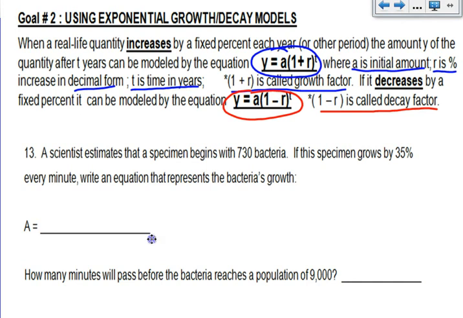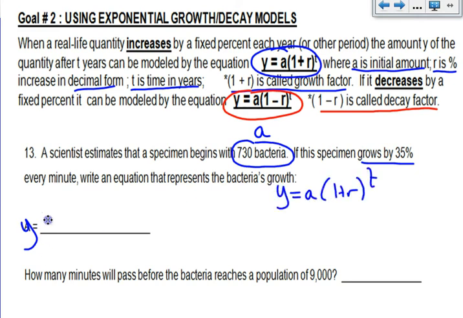So we have a scientist who examines a specimen that starts with 730 bacteria. That's our initial amount, so that's going to be our A value. If the specimen grows by 35% every minute, so this is a case where instead of years, we're talking minutes, write an equation that represents the growth. I pulled this off of a worksheet where they used A instead of Y, so if it bothers you, you can change this to a Y. But if I use my growth formula, which is Y equals A times (1 plus R) to the t power, the initial value was 730, and then 1 plus a rate of 35% is 0.35, and then to the t power.